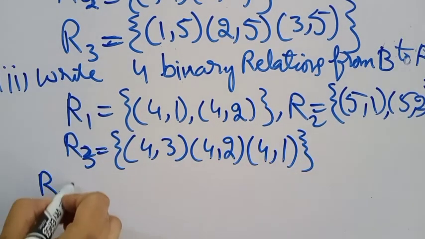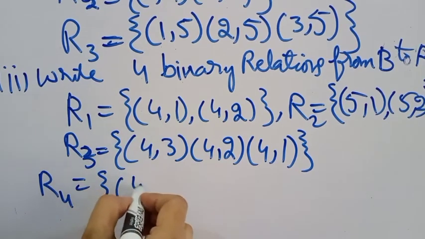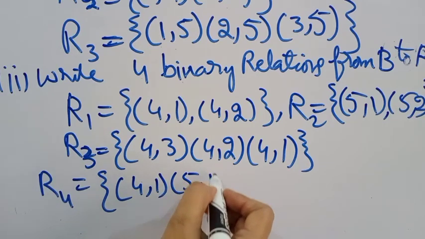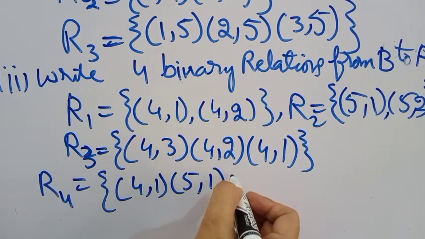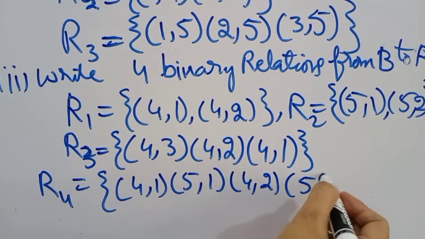And R4 is equal to (4, 1), (5, 1), (4, 2), (5, 2).